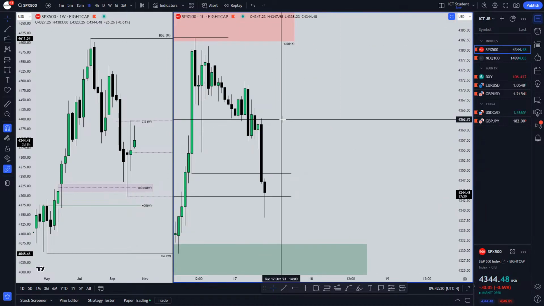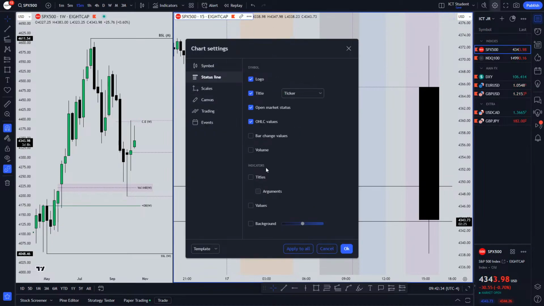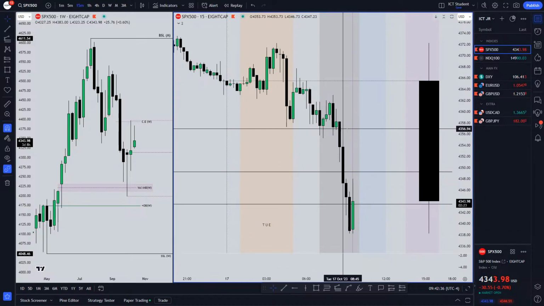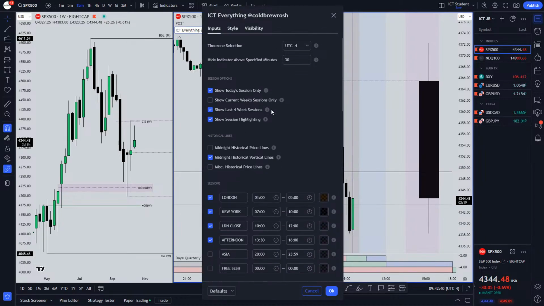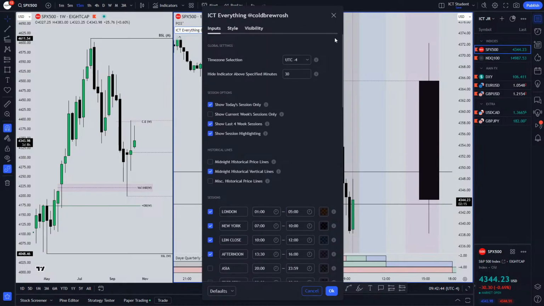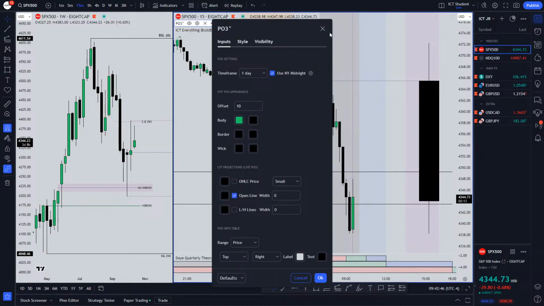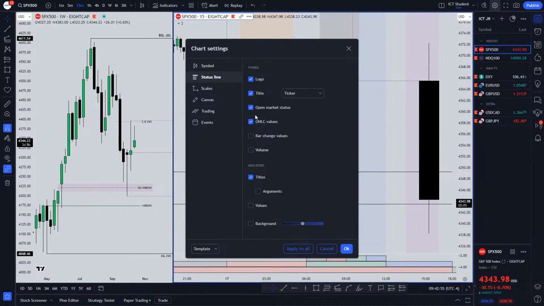Which indicator is that, bro? Which one? I have one that I'm not showing right now. It's quarterly theory, but so ICT everything for the lines, the sessions, and that's pretty much it. The text, and then power 3 for the candle. For the little daily candle there, watching power 3, the AMD or open, high, low, and close. I view power 3 as open, high, low, and close.